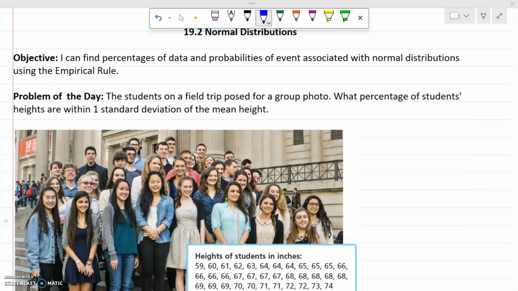So a lot of students saw some key words here. They said standard deviation and mean. So they started saying, does mean stand for average? Yes, it does. They said that you add all these numbers up and divide by the count. I said, yeah, you can do that.